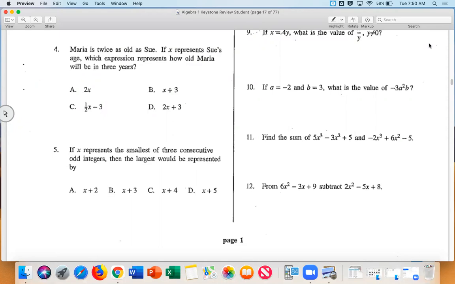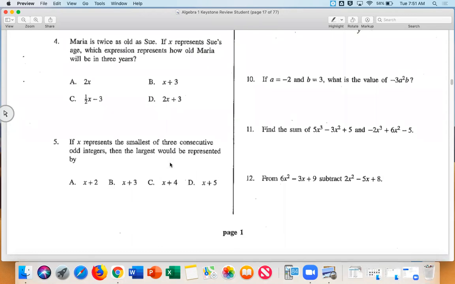In number 5, it says, if x represents the smallest of 3 consecutive odd integers, then the largest would be represented by blank. Now, my question to you, Jordan, is what does consecutive mean? No clue? Okay. So in this problem, there's actually 2 keywords. The first is odd. I figured you know what odd means, right? Can you give me an example of an odd number? 3. Another one? 5 and 7.